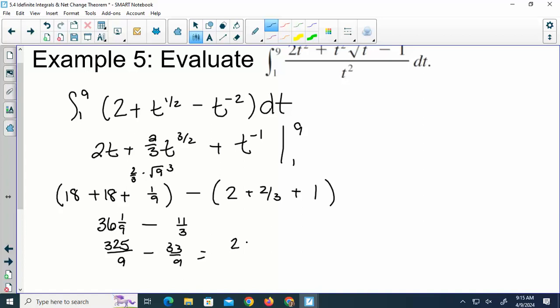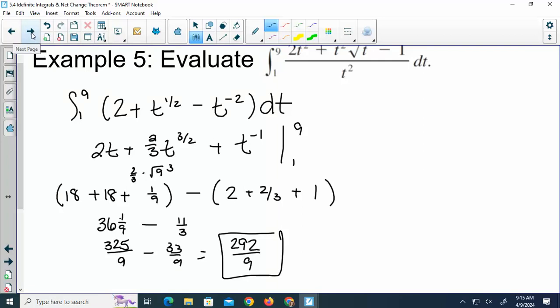What would it be? What'd you say? See, look at us. No calculator. Why can't we combine the 36 and the 9? This is a mixed number, so to write it as an improper fraction, you do 36 times 9 and add the 1. Okay.